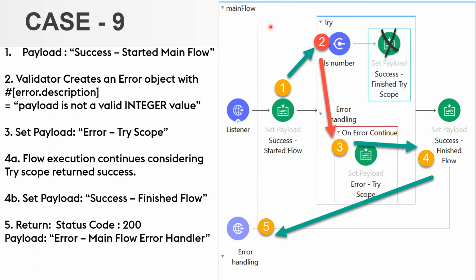So if your try block is successful, then what it should do, it should move ahead. It should go to this set payload activity where it is setting success finished flow. So success finished flow will be set in your payload, and now your control response will go back to client with status code 200 and payload error main flow error handler. So in this case, whatever you are using here will not be impacting client.